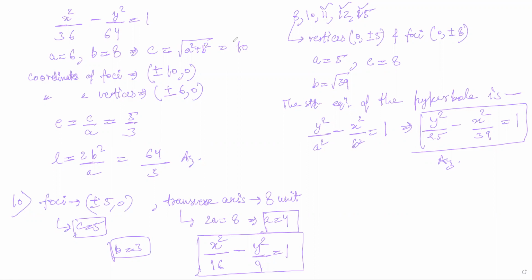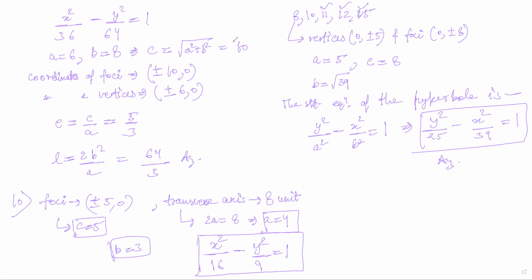Question number 11th. Which kind of hyperbola is this? X square by a square minus y square by b square is equal to 1, or y square by a square minus x square by b square is equal to 1. Which one is this in question number 11th? Okay, foci is 0, comma plus minus 13.